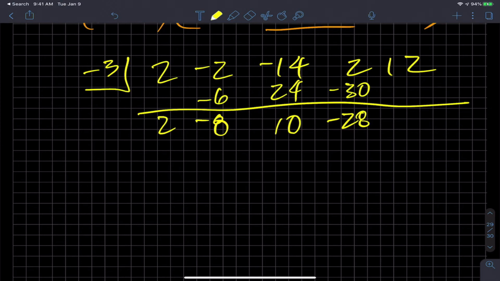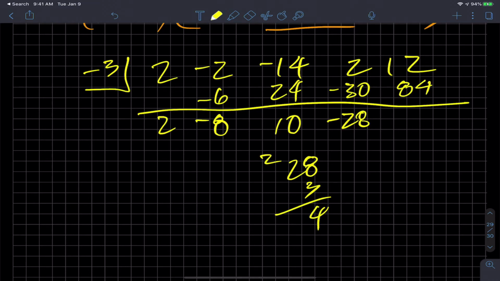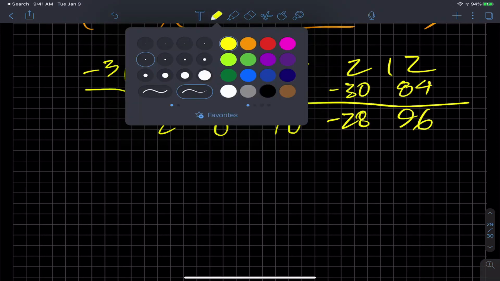Negative times negative is positive, so 3 times 30 is 90, so that's going to be 84, I want to say. I'm trying to do too many things at once. 28 times 3, 24. 2, 6, 7, 8. Yep, 84. And then I'm going to add the 12, and I'm going to get some larger positive number, which is 96. And so notice how it's alternating, right?